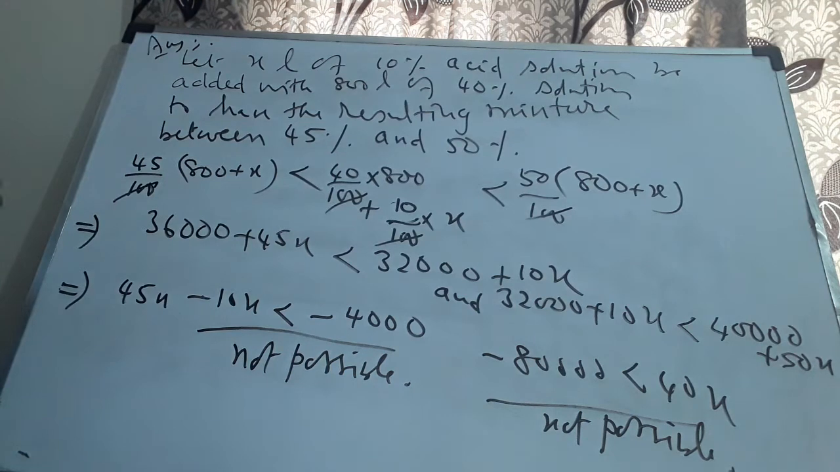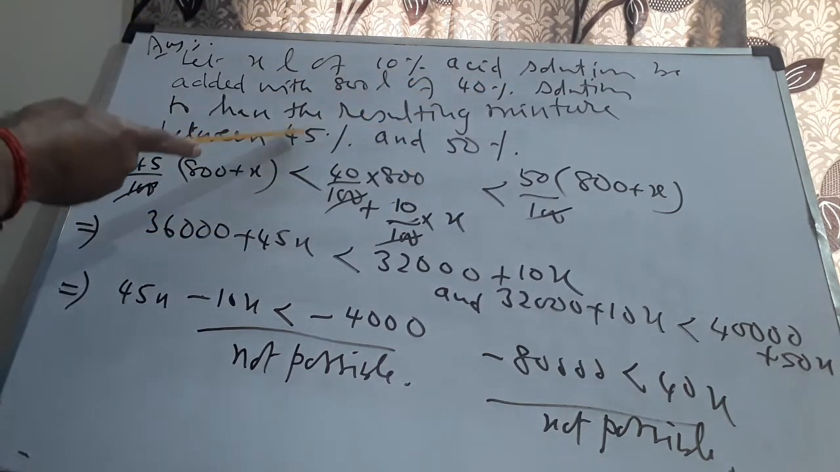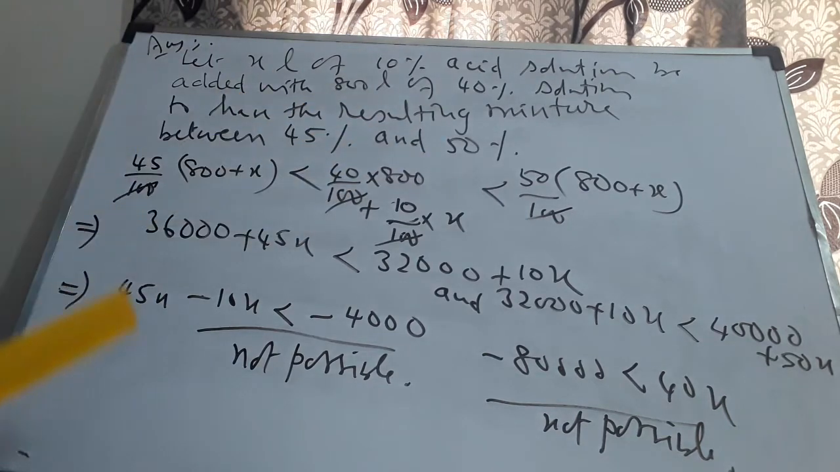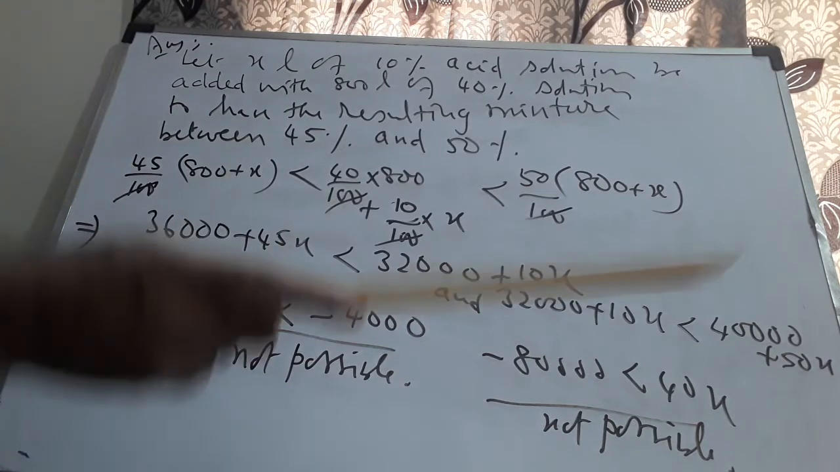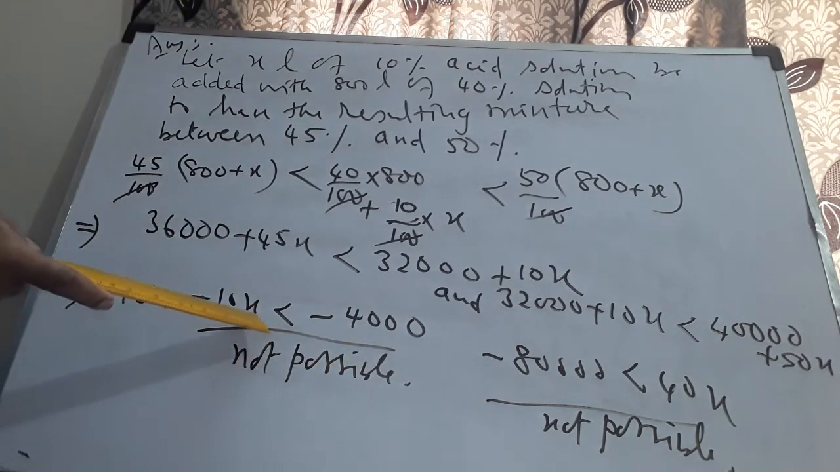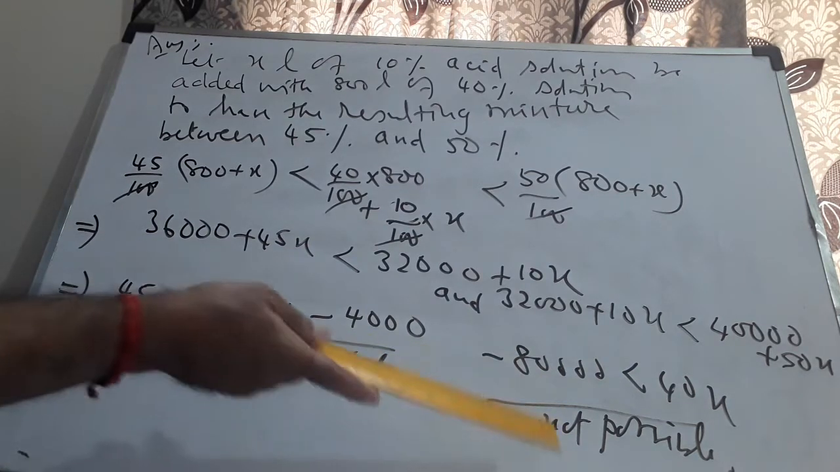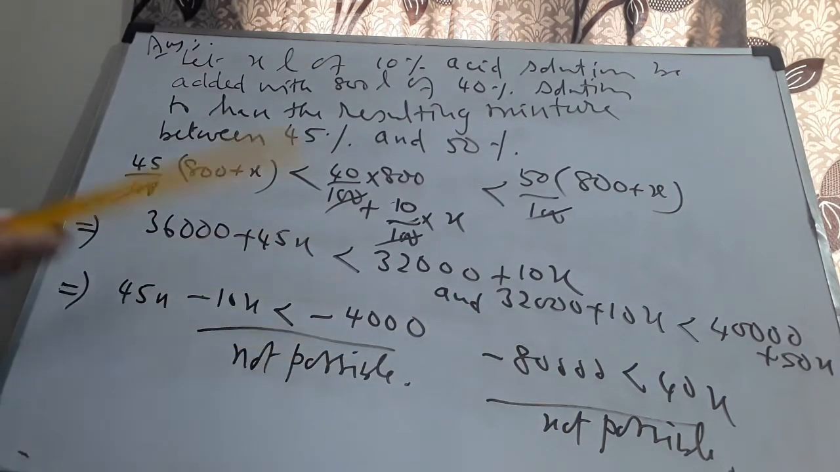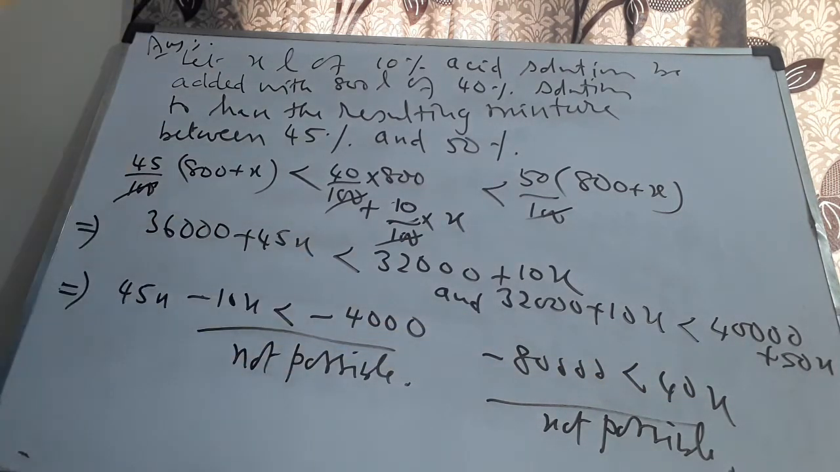Okay, therefore I come to the conclusion, I should not come to the conclusion that the question is wrong. Therefore, however much amount of 10% solution is added, it will never be between 45% and 50%. That is the meaning. I can't think of my value of x to be negative. It has to be a positive quantity always.